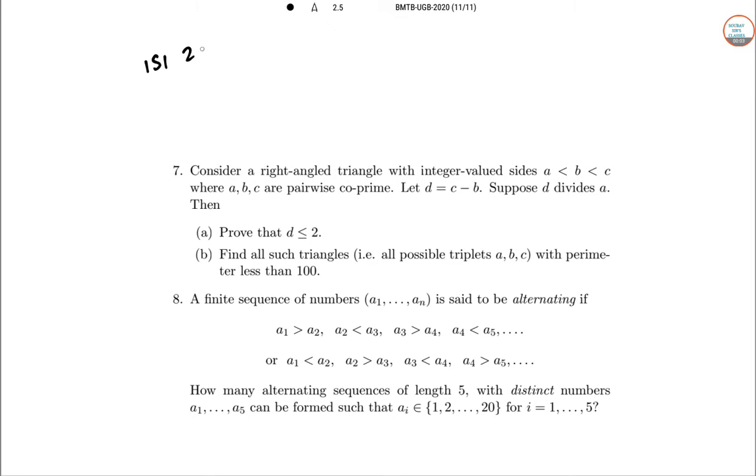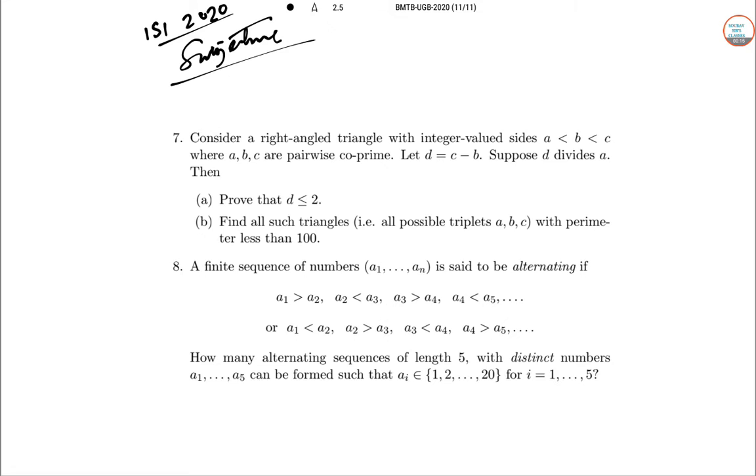This video is the ISI 2020 subjective solution, which we were waiting for a long time. In the past videos I have solved problems 1 to 6, so from this video I will be solving from 7.